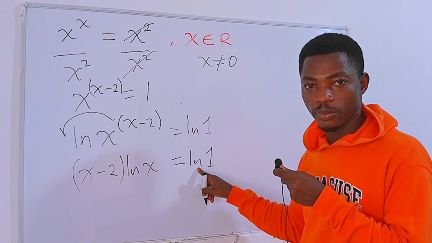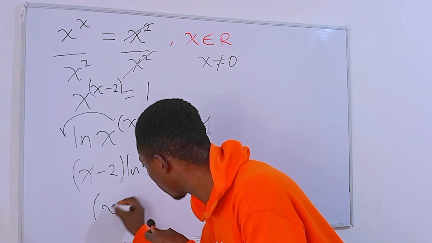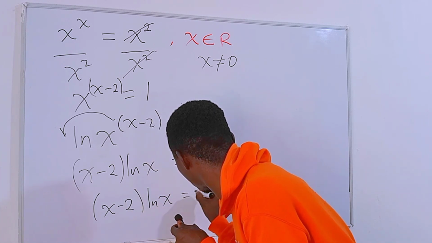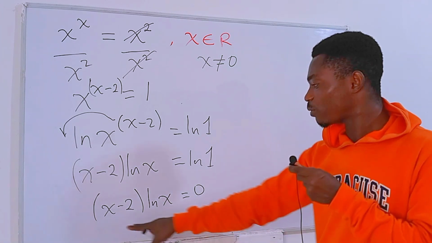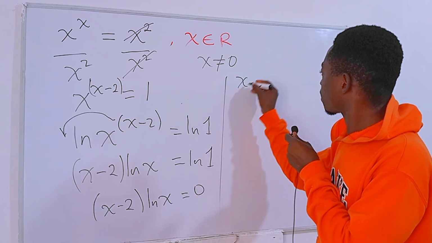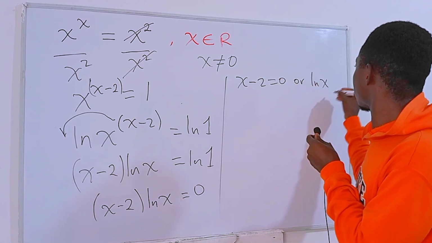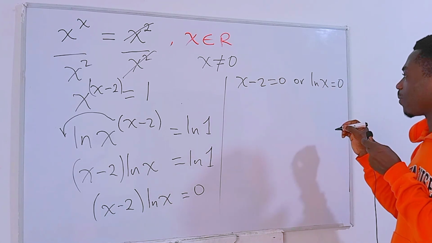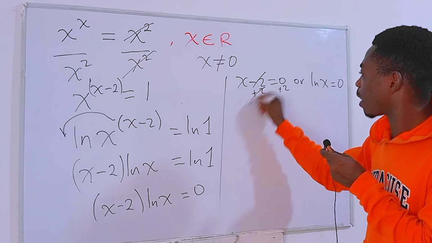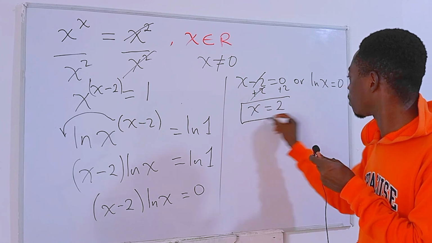What do we see here? Ln of 1 is simply 0. So we have x minus 2 times ln of x is equal to 0. We have two factors multiplying, so we can state that x minus 2 is equal to 0, or ln of x is 0. And if we add 2 on each side of this equation, straight away we see that this and this will go, and we'll be left with x is equal to 2 as one of the solutions.